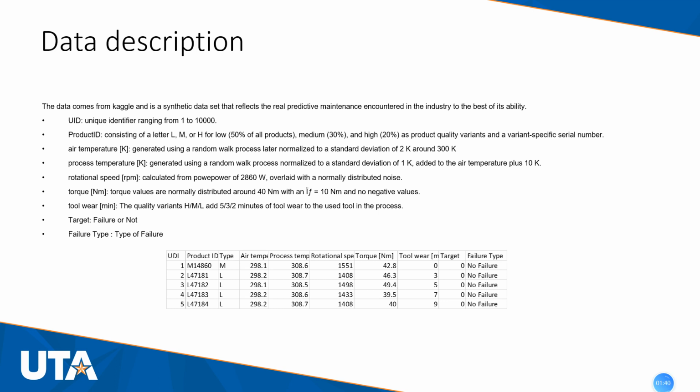Also, a target indicates machine failure or not. The failure type tells us what type of failure occurred. In this project, we only use the target as our purpose for the machine learning. We will use the features to predict whether the target is 0 or 1.